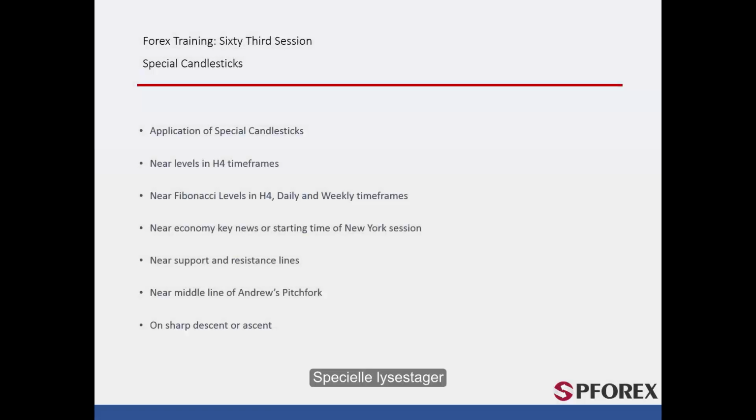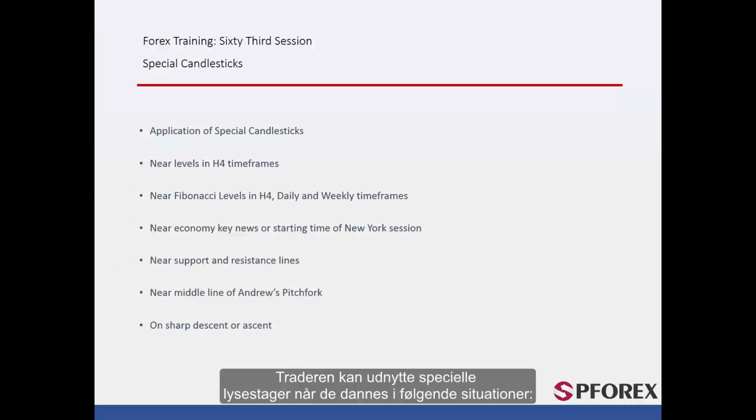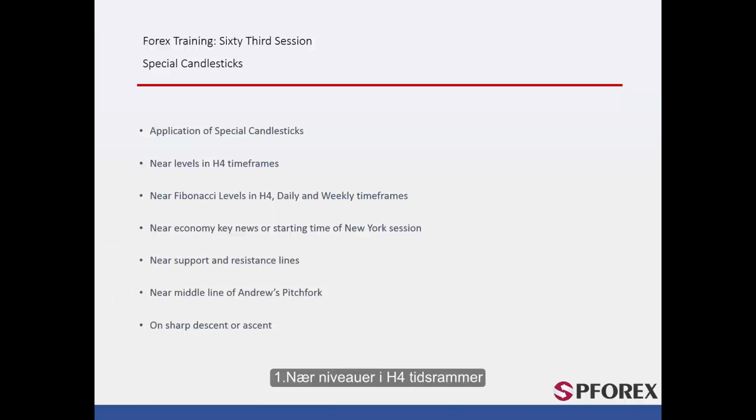Special candlesticks. A trader can utilize special candlesticks when they form in the following situations. 1. Near levels in an H4 time frame. 2. Near Fibonacci levels in H4, daily and weekly time frames. 3. Near economy key news or starting time of the New York session. 4. Near support and resistance lines. 5. Near the middle line of Andrew's pitchfork. And finally, 6. On a sharp descent or ascent.